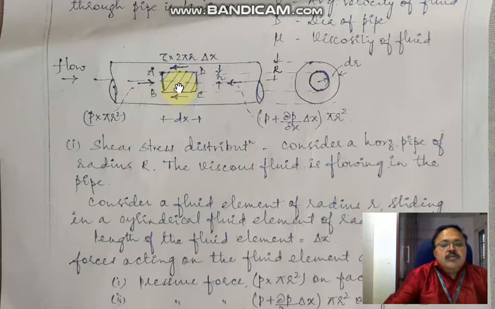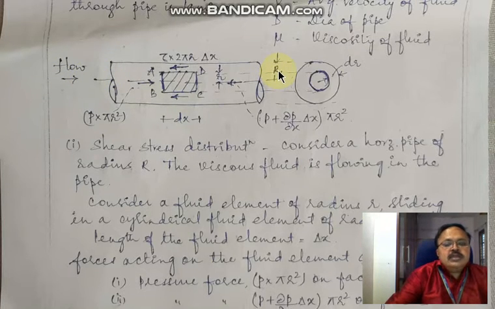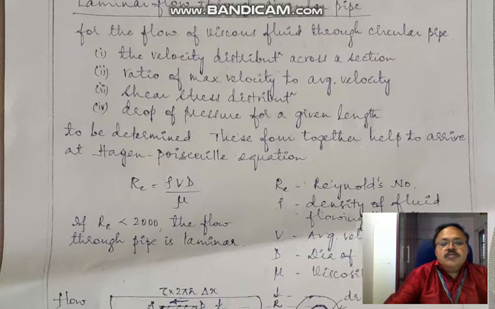Now we have taken a pipe here of diameter capital D, so that the radius is capital R. The flow is taking place from left to right. Now, as I said earlier, there are four things to be determined: the velocity distribution, shear stress distribution, drop of pressure for the given length, and ratio of maximum velocity to average velocity. We will see one by one.